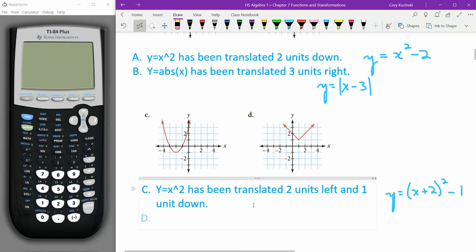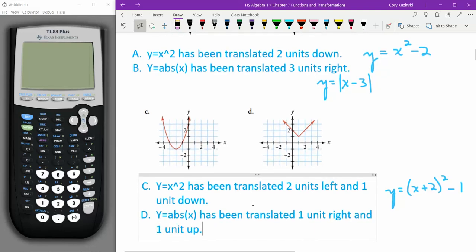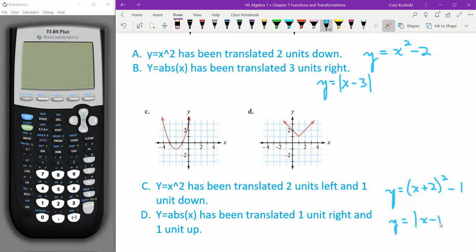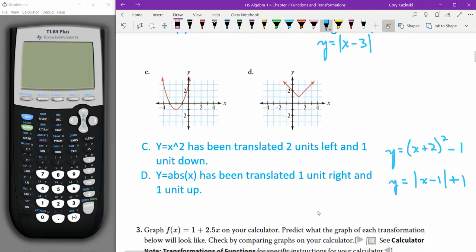The last one here for number 2. Y equals the absolute value of x. That's the parent function. What's been done to it? It's been translated 1 unit right and 1 unit up. And the resulting equation would be y equals the absolute value of x minus 1, plus 1. Replace x with x minus 1 to translate 1 unit right. Replace y with y minus 1 to translate 1 unit up. All right, there we go.